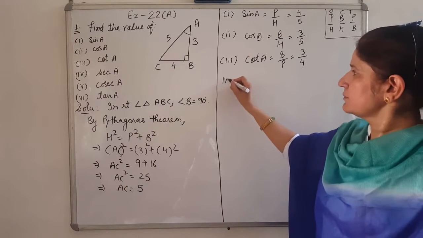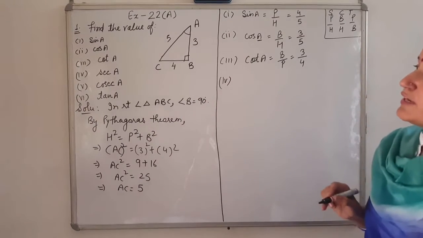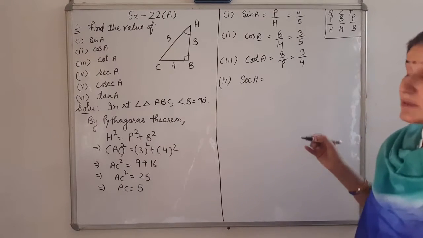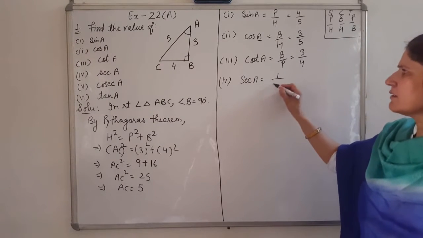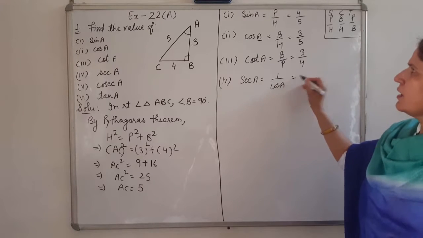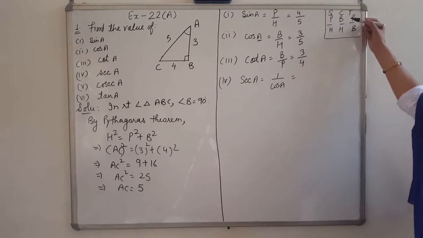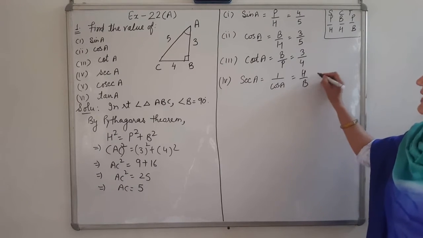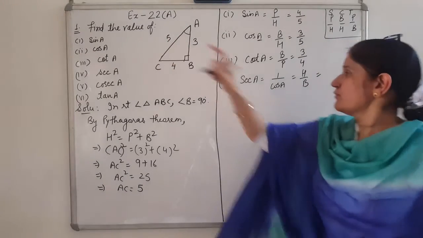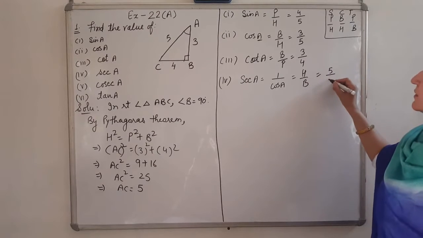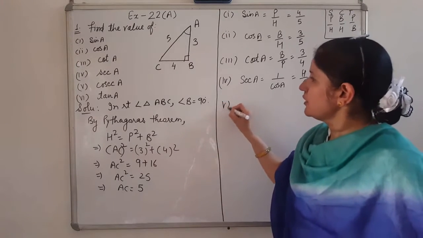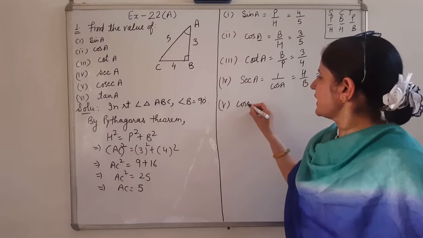Now the fourth one, you have to find the value of sec A. Means 1 upon, you can just write it like this also. And then what is the value? H over B. What is H? 5 and base is 3. Now the fifth one, you have to take cosec A.